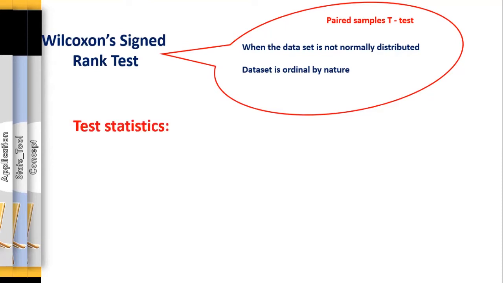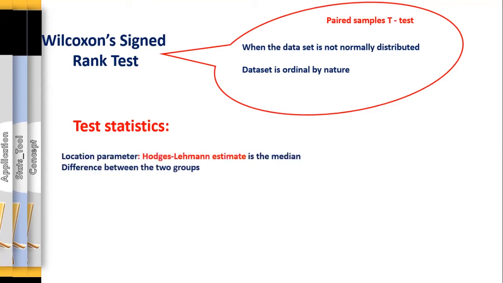Now, in performing this Wilcoxon signed-rank test, there are some test statistics that are carried out. One is the location measure, which is the Hodges-Lehmann estimate, which is basically the median difference between the two groups. Another estimate is the rank biserial correlation, which basically tells us the effect size.